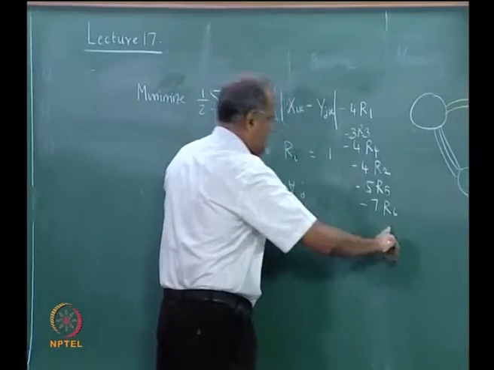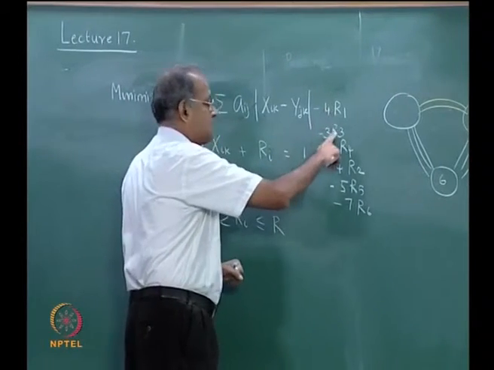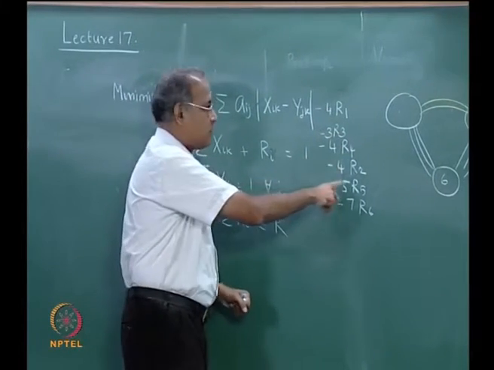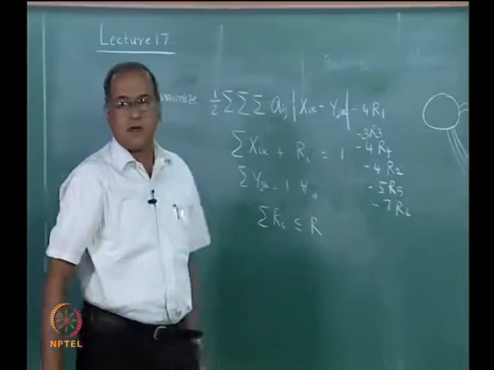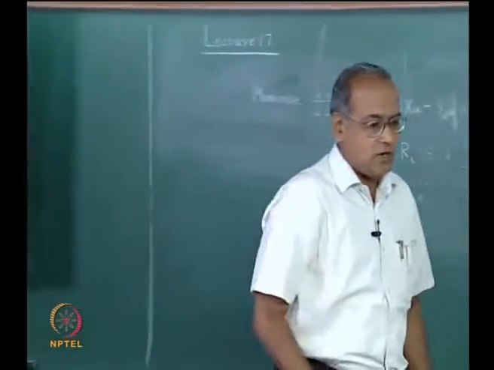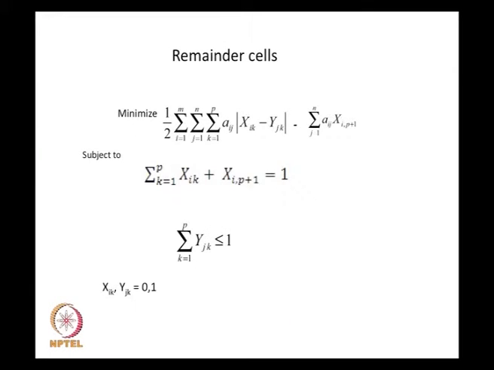So, this is one full term: minus 4 R1, minus 3 R3, minus 4 R4, minus 4 R2, minus 5 R5, minus 7 R6, which is shown here as minus Aij xip plus 1 is your xr, subject to the condition xik plus xip plus 1 is equal to 1. This is the same as xik plus ri equal to 1. Ri is when it goes to the remainder cell, that xik plus xip plus 1 is equal to 1.